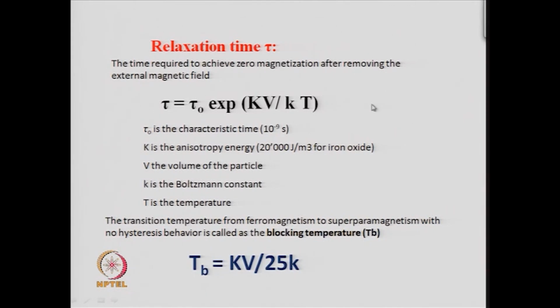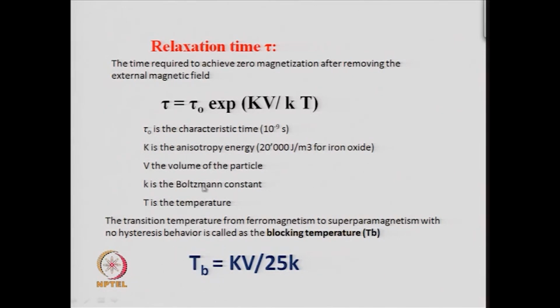So, this gives you the equation between relaxation time and the material property, which is the anisotropy energy, which is different for different materials, and for a very good magnet like iron oxide, that value is very high, it is nearly 20,000, and of course, this will vary whether it is Fe2O3, Fe3O4 or iron metal, etc.